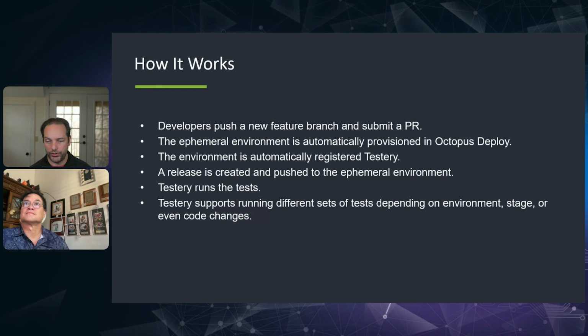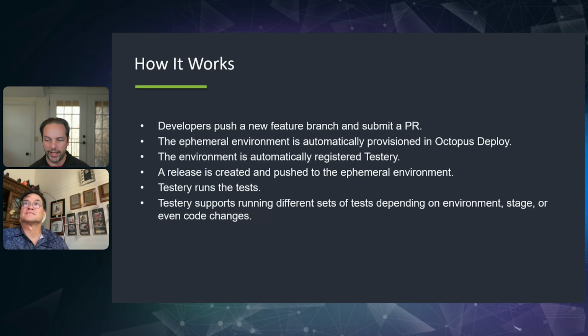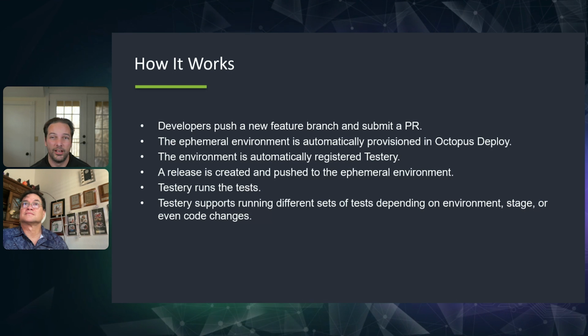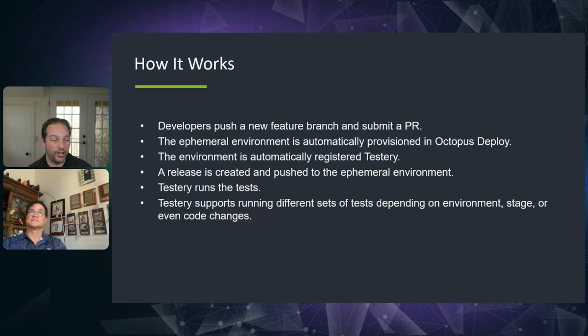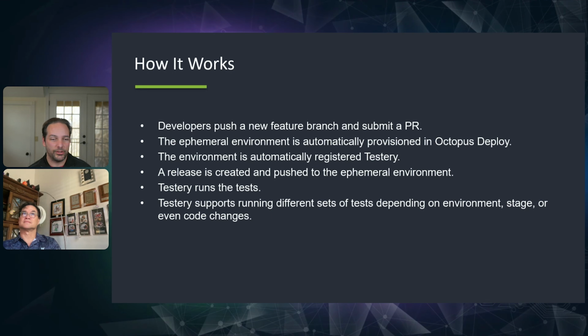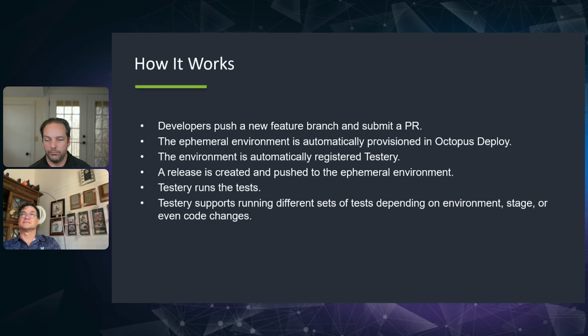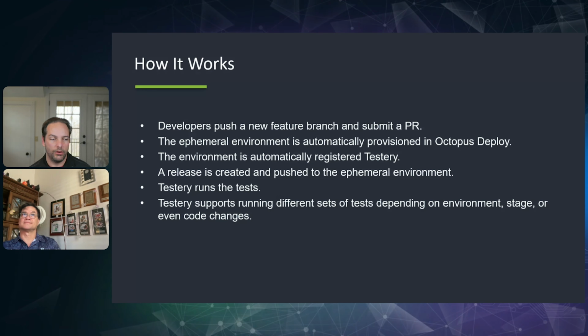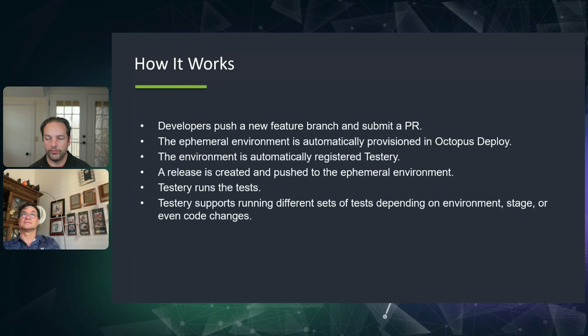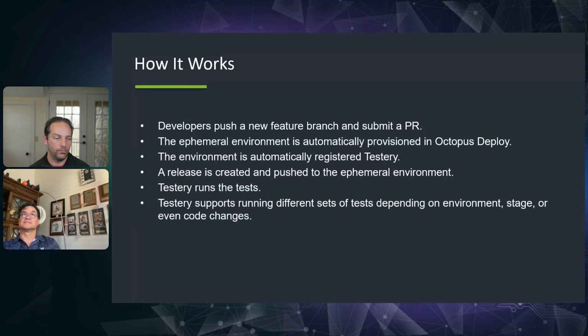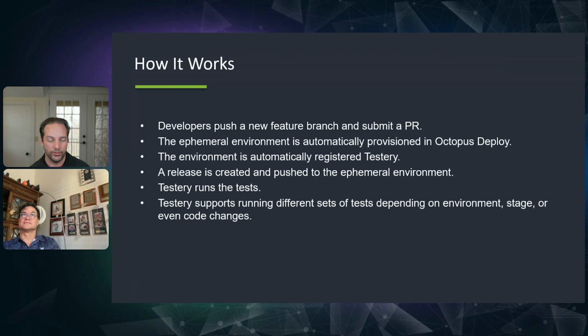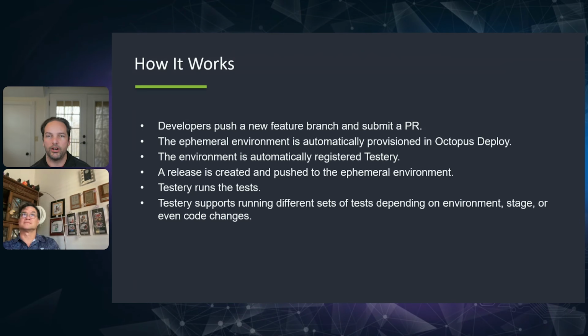And we now also support the ability to run different sets of tests depending on the environment, stage, or even code changes. And those tests don't necessarily have to live in the same repositories. They don't necessarily have to be implemented in the same testing frameworks. So we can do whatever kind of complex testing we need to do whenever we have whatever kind of complex deployments we have going on in Octopus Deploy. So really cool and powerful.